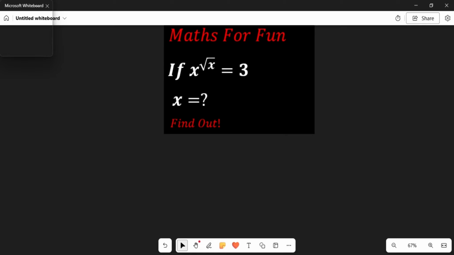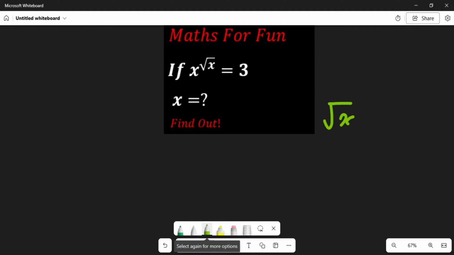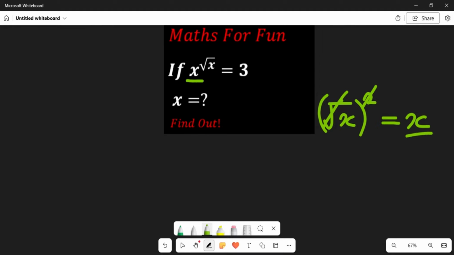Now remember that to solve this maths question, we must remember one rule: the square root of x, if squared, can be equal to x, right? Why? Simply because the square root will cancel out the square and then we'll have x. Now, that rule aside, if we apply that to this value, we can see that x, which is this x, can be replaced with the square root of x squared.